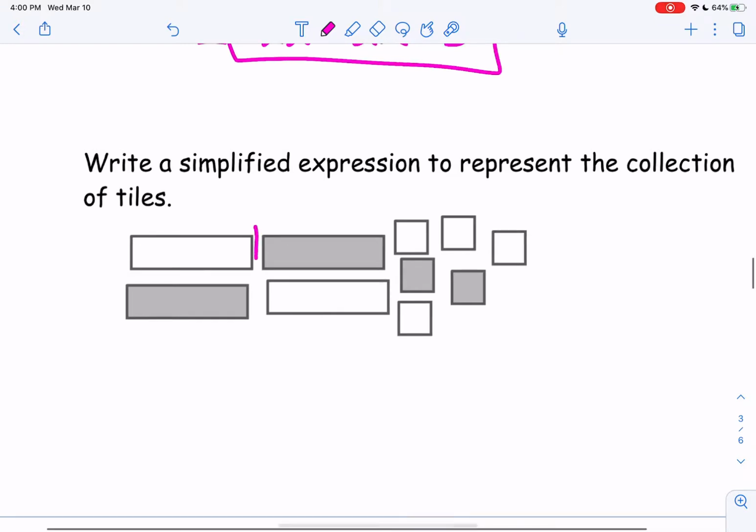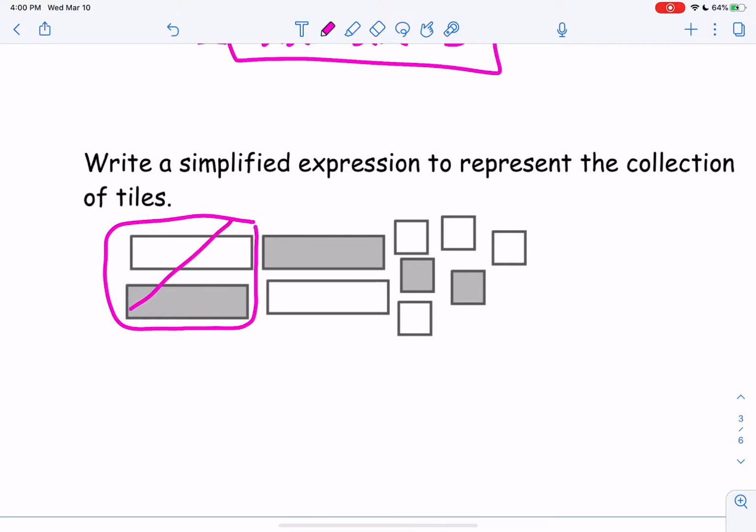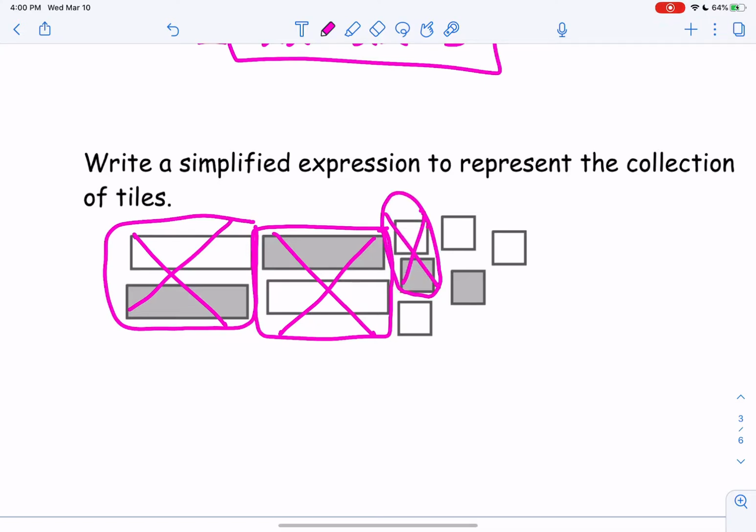Yes. And I want one positive and one negative to make a zero pair. So I know there's a positive and negative. They cancel each other out. Here is another positive and a negative, so they cancel each other out. And now I'm going to move on to the 1 tiles. Here's one set of a zero pair, so they cancel each other out. And here is another zero pair, so they cancel each other out.